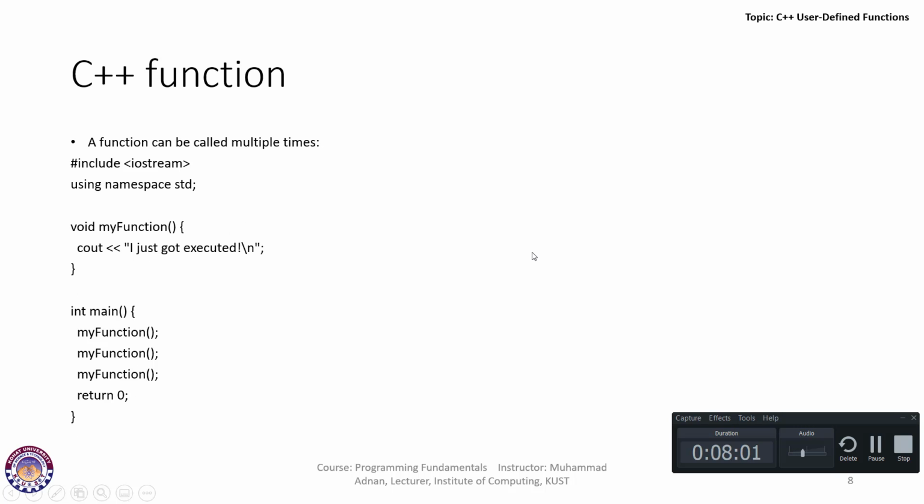So with that, let us move to the next slide. A function can be called many times. This is another advantage, or the power, that user defined functions give to you. We have the iostream header file, then using namespace std, and then we define and declare a function. In this example, we are calling the function 3 times. You can call the function as many times as you like, as you need. This is a great advantage. You write a code once and then you call it again and again, depending upon the requirement of the function.